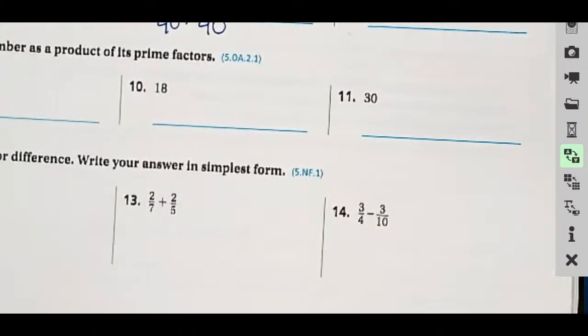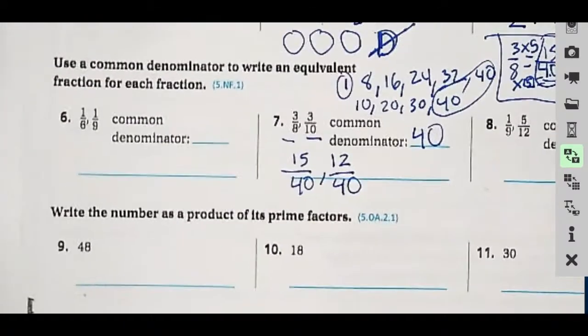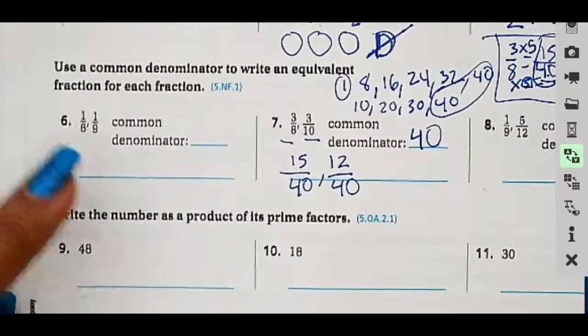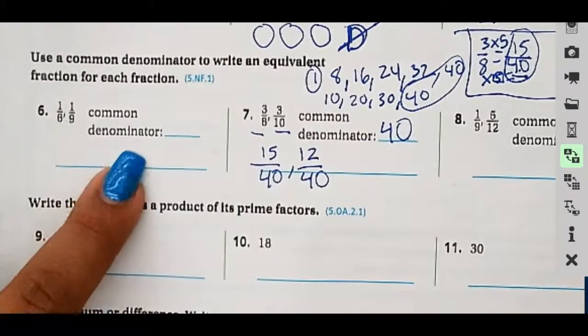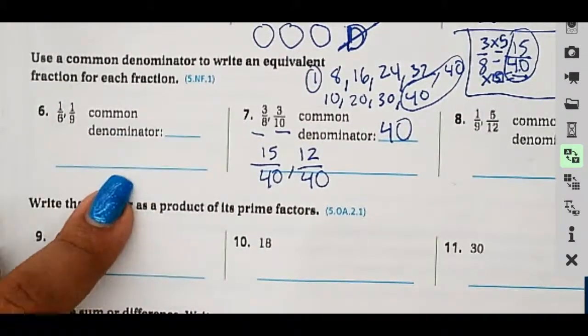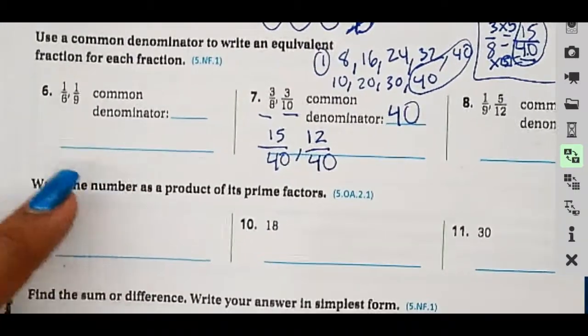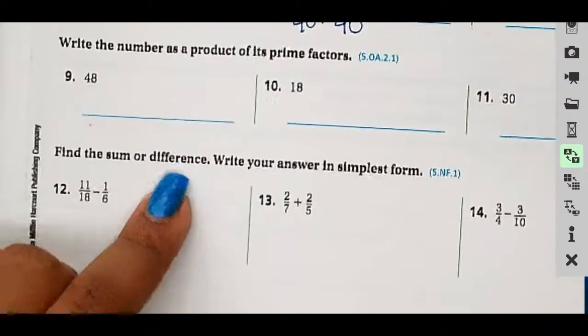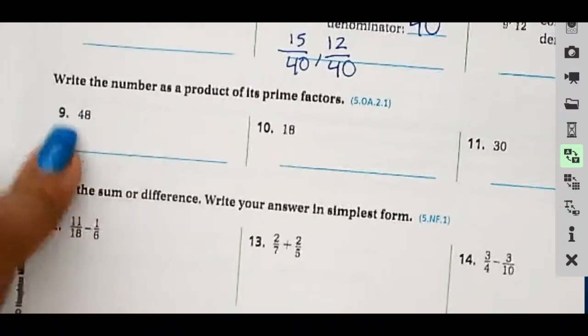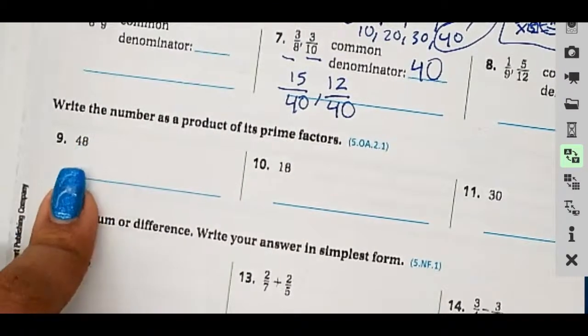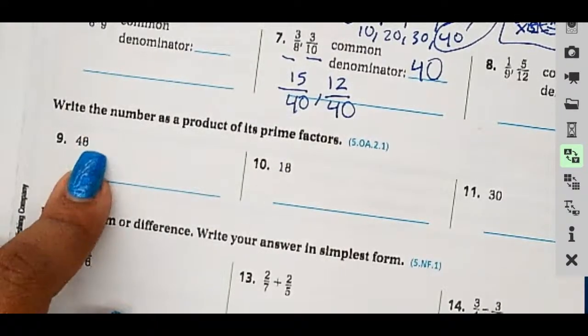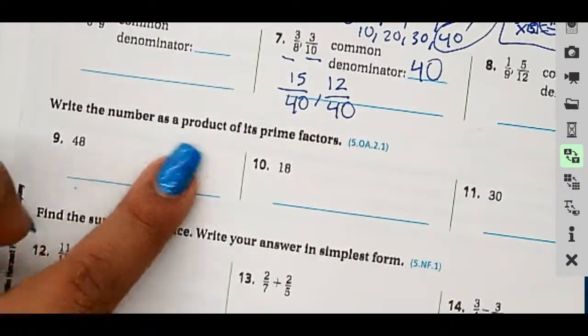Okay, this is part 2 of the review for chapter 6. In the previous video we found common denominators and equivalent fractions. I'm going to be going over that again for the last part where we have to find the sum or difference. But now our next question is to work on writing the number as a product of its prime factors.